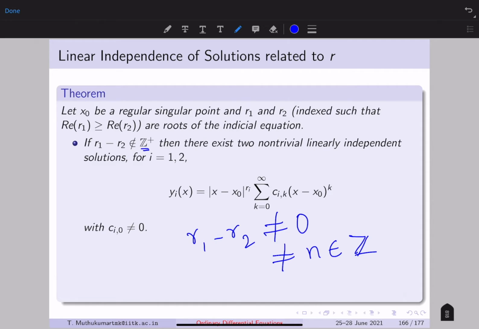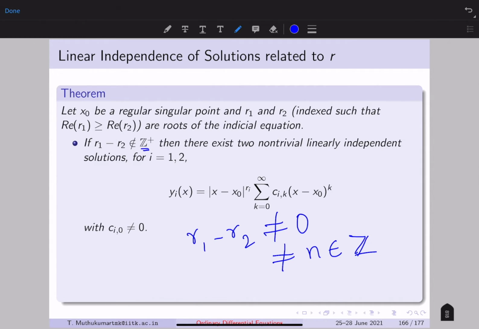Okay, so in this result we are ignoring the case where R1 and R2 are complex numbers. Since they are roots of a quadratic equation, they appear as conjugates, so R1 minus R2 should be a purely imaginary number. We are not dealing with that situation. That can also be handled, so let's not worry about that.